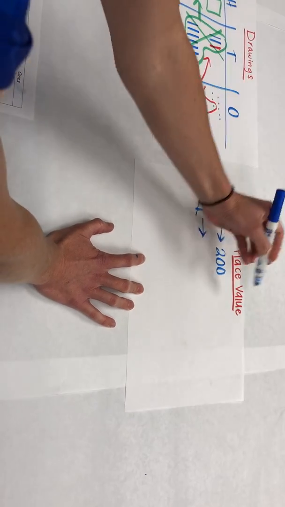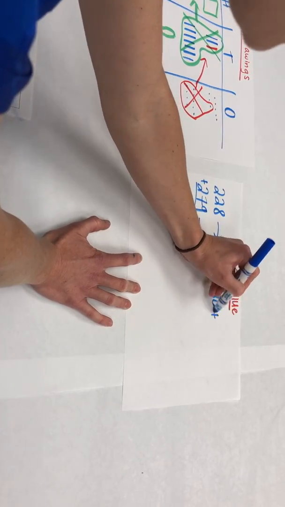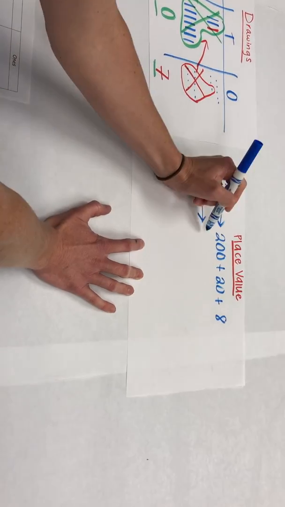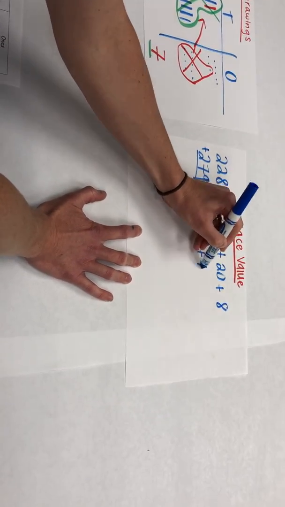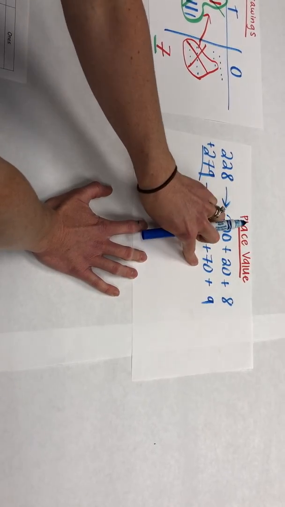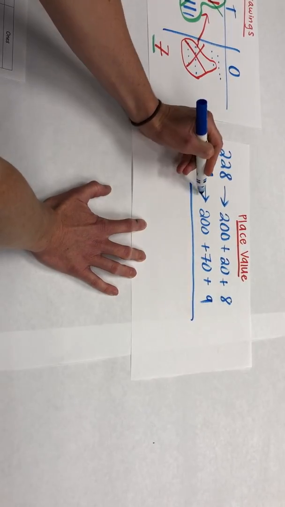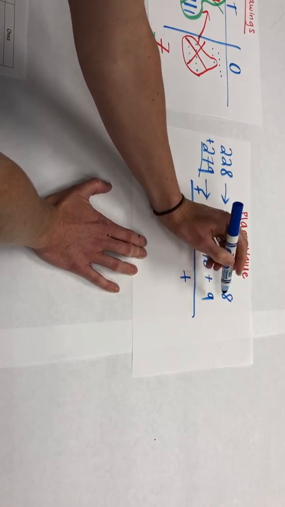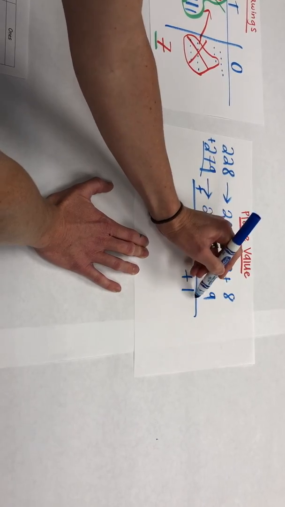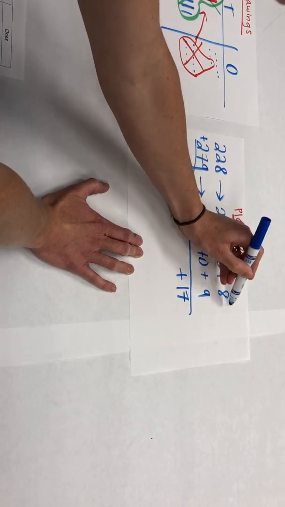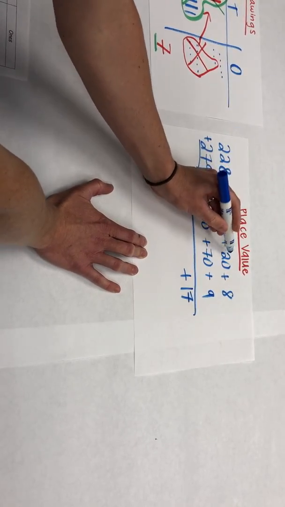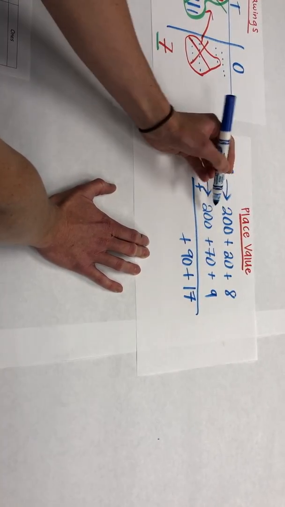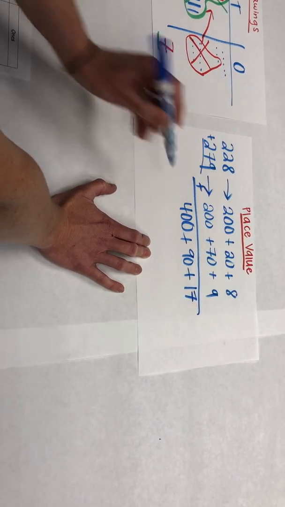So I'm going to expand 228: 2 hundreds, 2 tens, and 8 ones. 279: 2 hundreds, 7 tens, and 9 ones. And then I'm going to add. Hopefully they know the doubles plus 1, or they know that 9 plus 8 is 17. They could draw if they needed to. And then we've got our 2 tens plus our 7 tens, which is 90. And then we have our 200 plus our 200, which is 400.